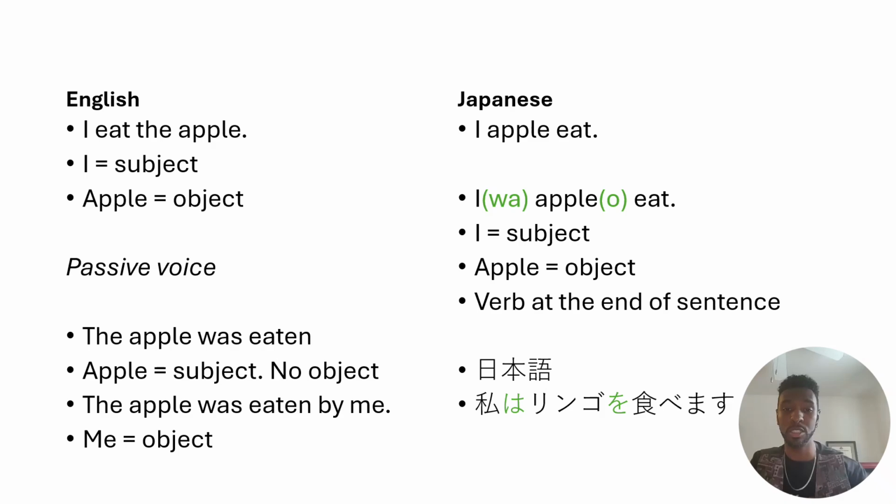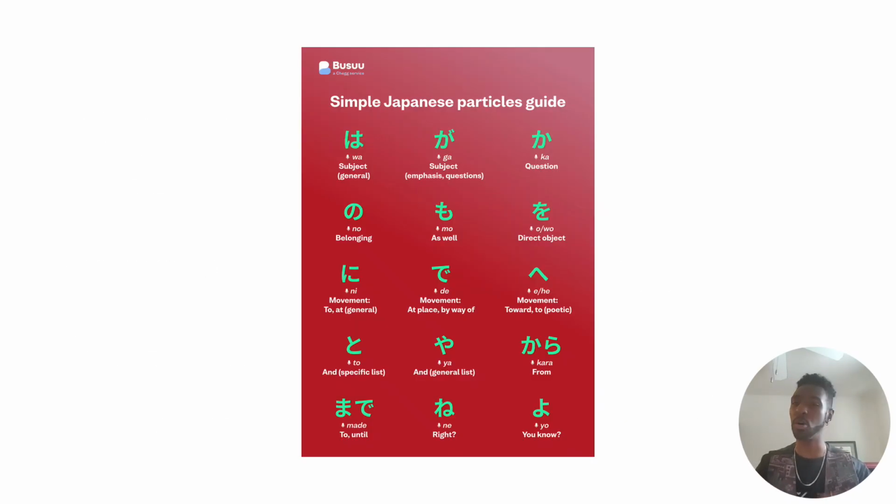Watashi wa ringo o tabemasu. Ringo is apple. Tabemasu is verb. We'll get a vocabulary list later. You don't have to remember any of this. I'm just introducing it. These little words here are called particles. It's just like prepositions. Have you heard the term preposition in English? On, of, about, before, to, at, in.